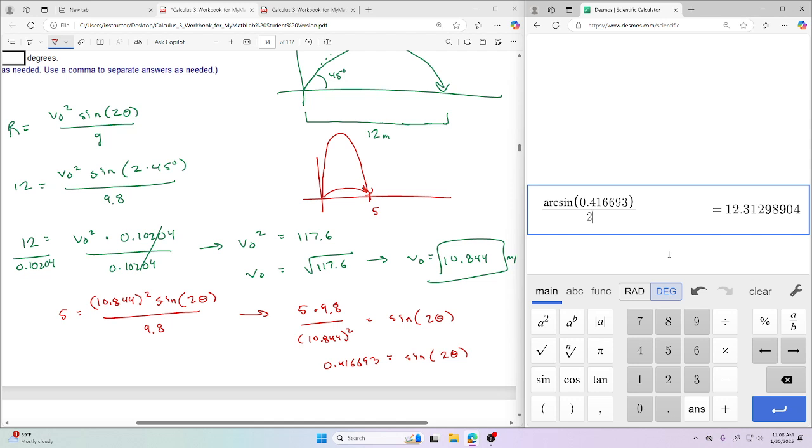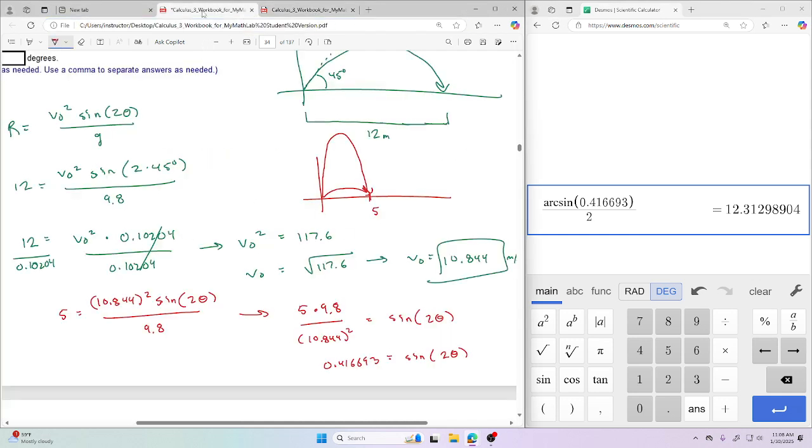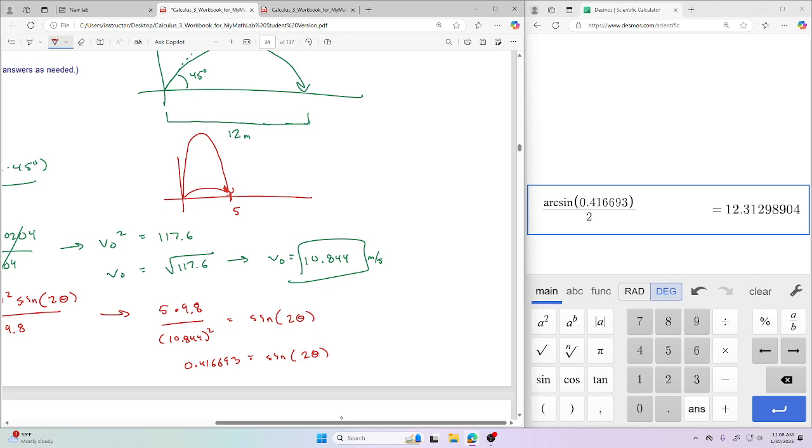Now, before I keep going, I don't even want to write anything down. I want to see, am I in the right direction? So if you go there, 12.3 is one of the answers. So that's very nice. Okay, I want to write that down here. So from here, I did the arc sine of the 416693, and then I divided it by 2, and I got theta was 12.3 degrees.